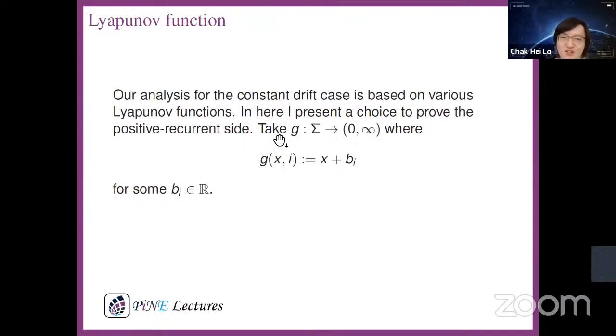Just take g to be this very simple function, x plus b_i for some b_i in R. Currently I haven't said what b_i is, and this is essentially a key quantity. Although the formula is very similar here, x plus b_i, to find this b_i there's some technicality in how to get it.